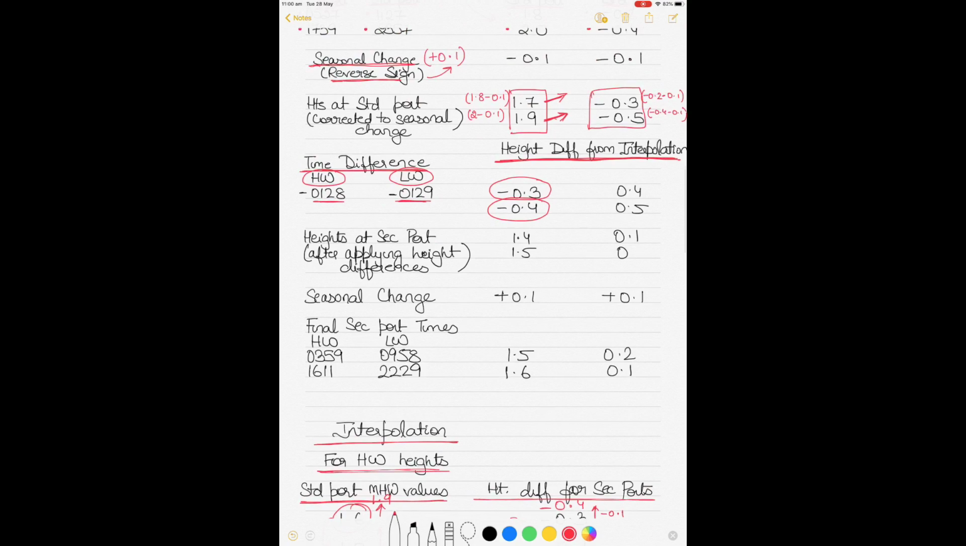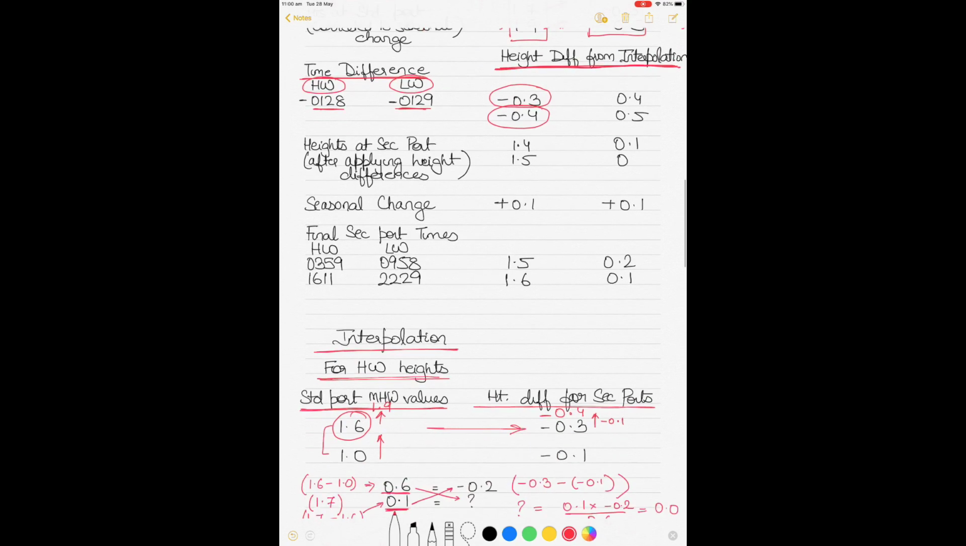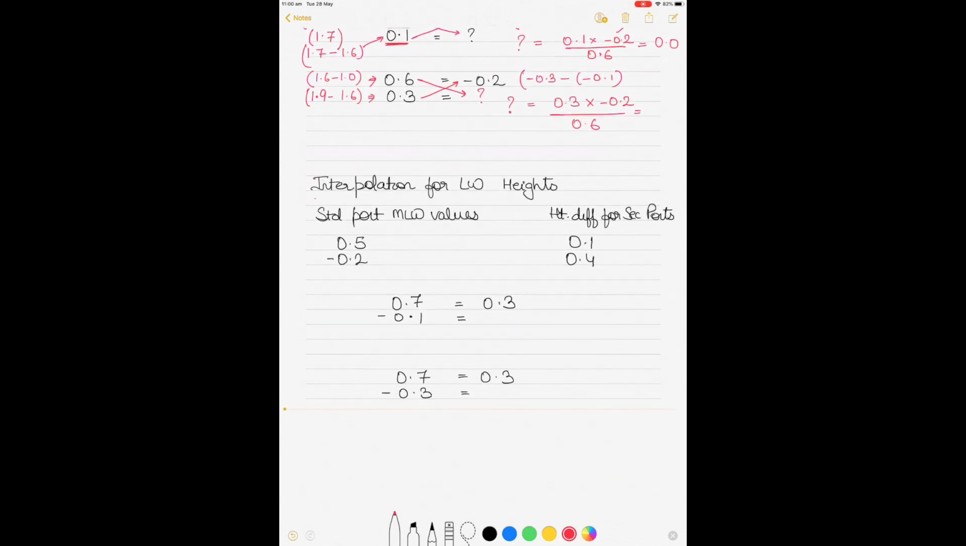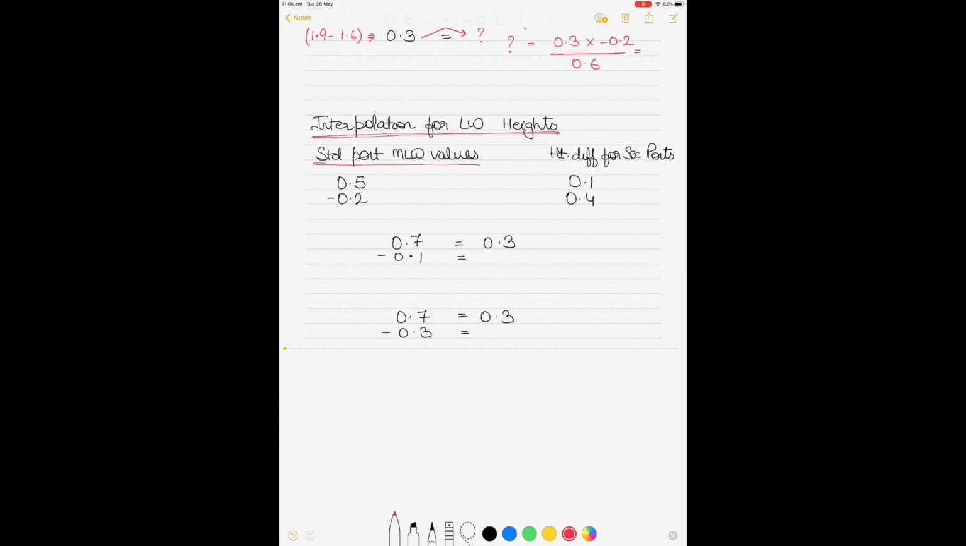Now I'll do the same thing for the low water heights. For the interpolation of the low water heights, the standard port mean low water values from the above extract were 0.5 and minus 0.2, against which the differences were 0.1 and 0.4.